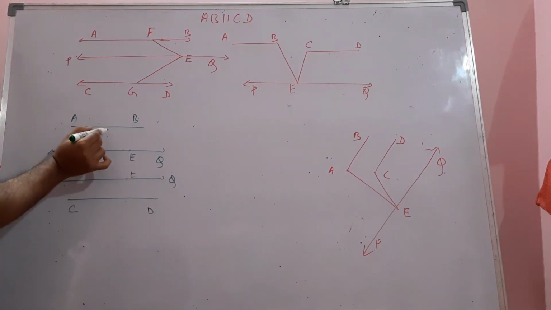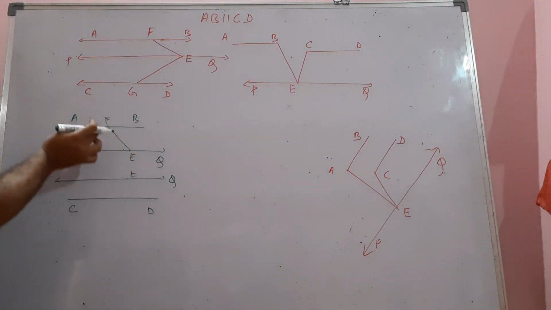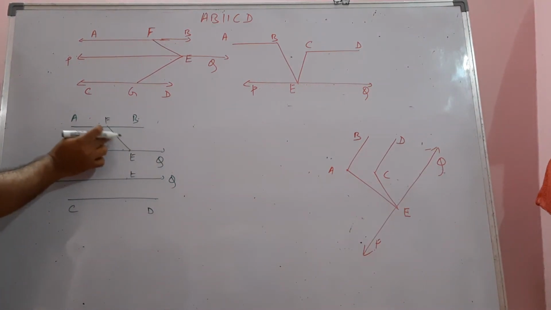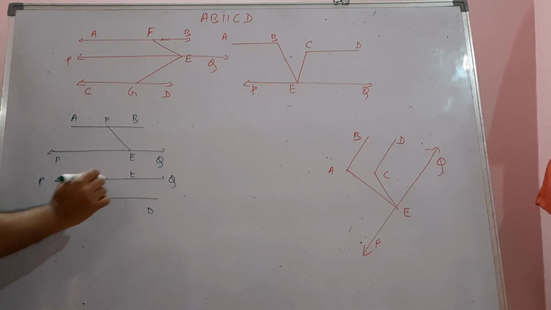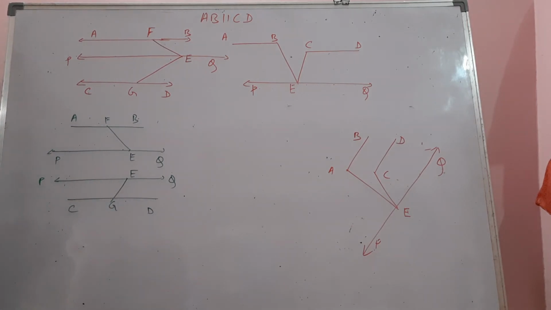Now if you see, AB and PQ are parallel, we have a single line intersecting both of them, so the transversal is here. Then PQ and CD are parallel, we have the same common line intersecting both of them, so the transversal is here. Now we can use the result.